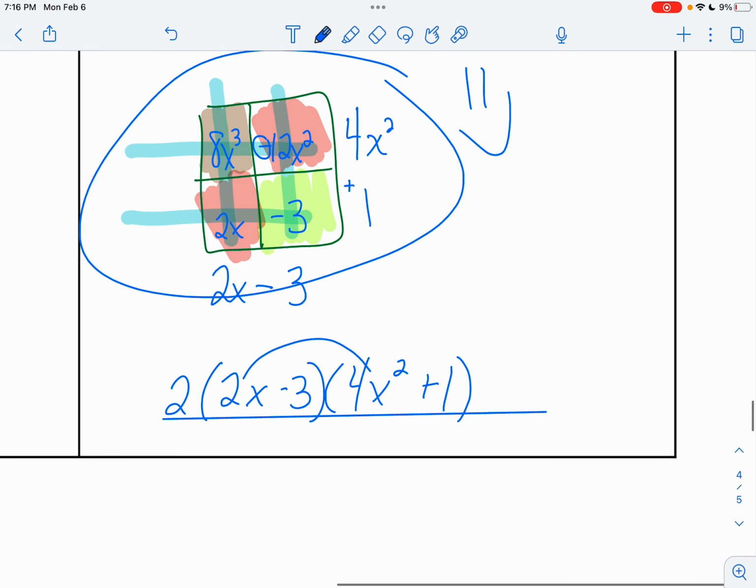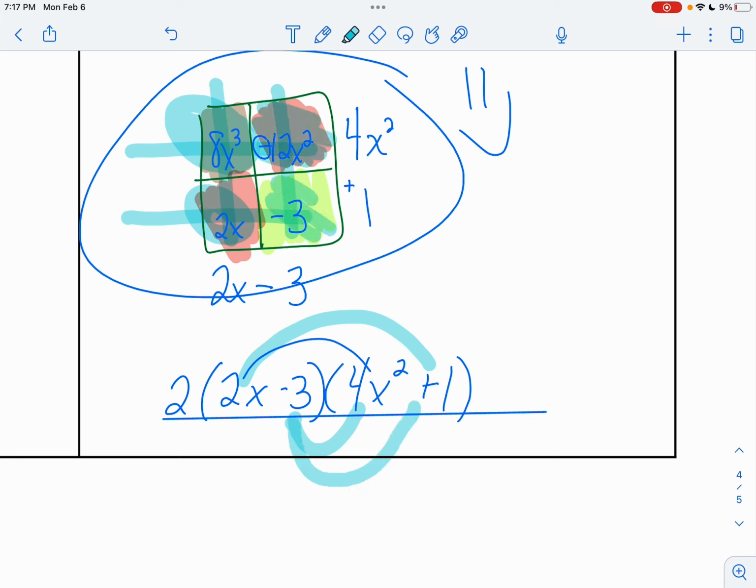So tell me, what is that times that? That is 8x cubed. So we can see, sure enough, we got this 8x cubed. What is this times this? 2x. So you can see we have that. What is this times this? Negative 12x squared. What's this times this? Negative 3. If that didn't work, we would have to say that it's not factorable.